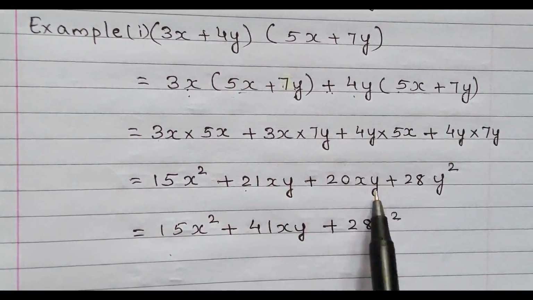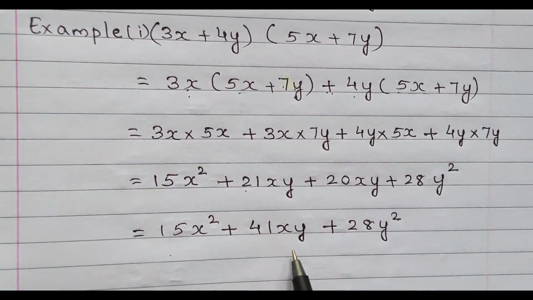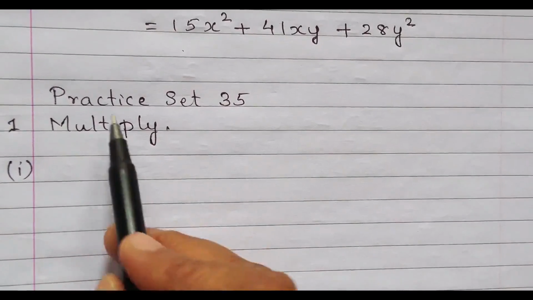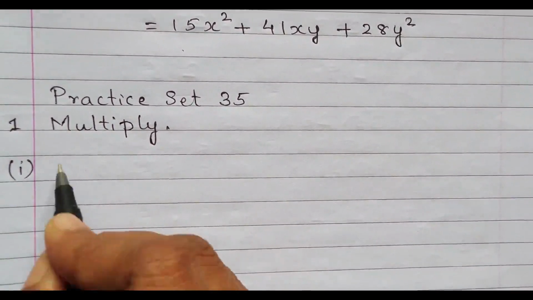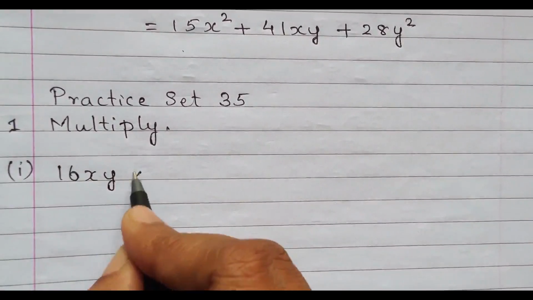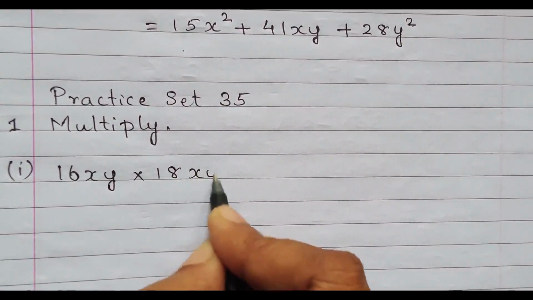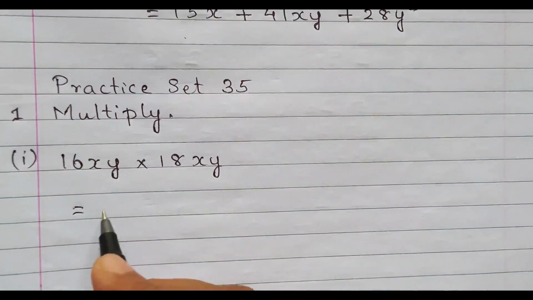And then if there are any like terms, we have to combine them together. Now let's all practice at 35. The first question is multiply 16xy multiplied by 18xy. So how will you write this?